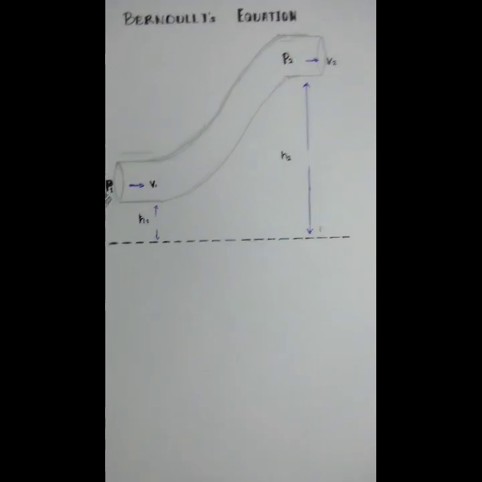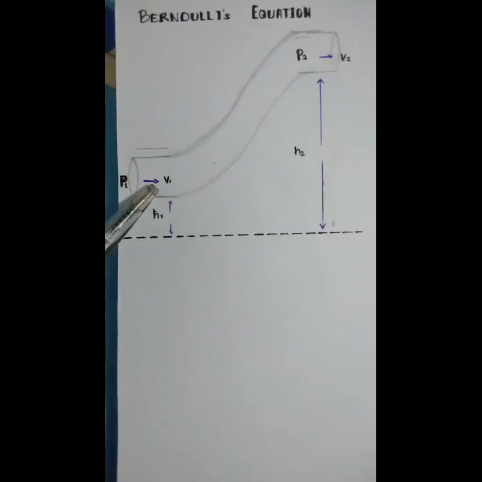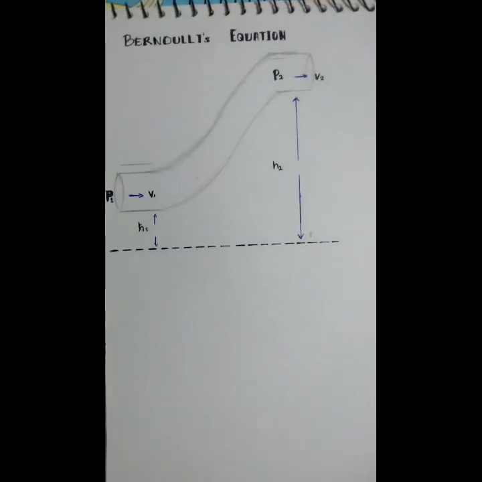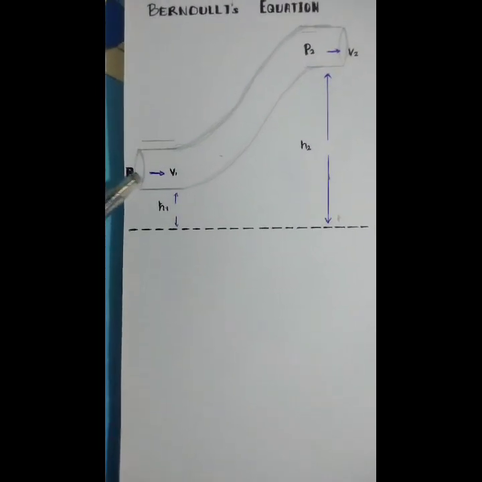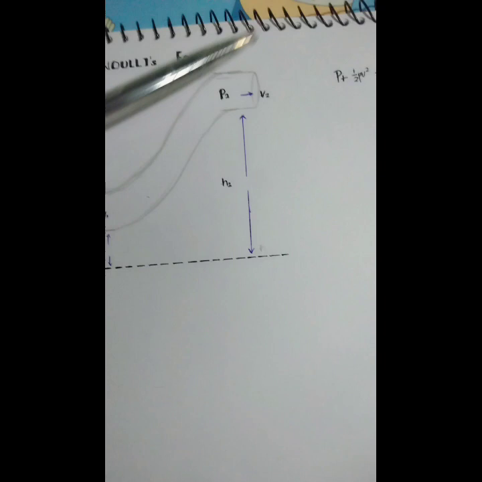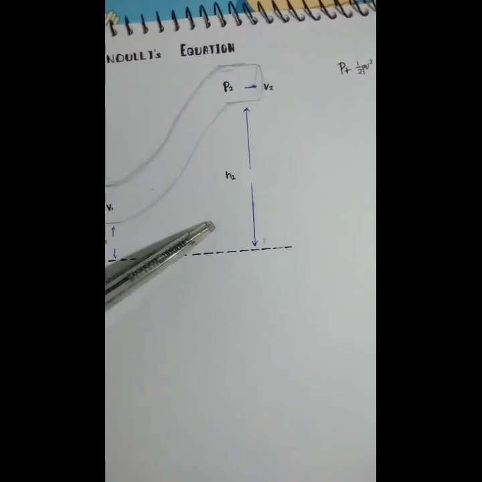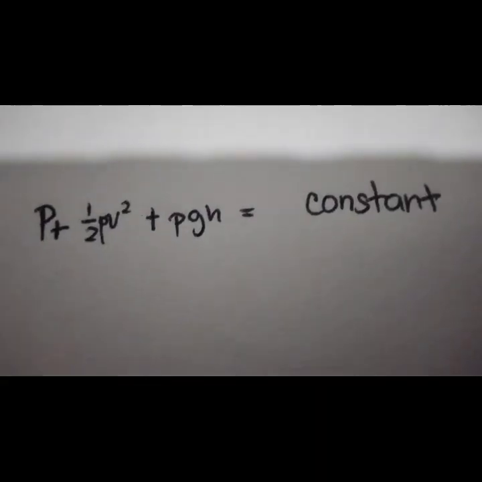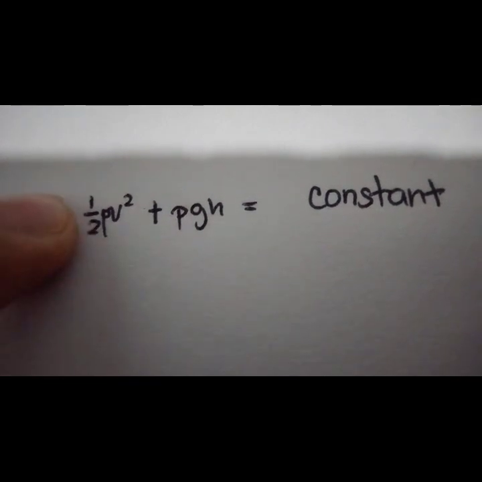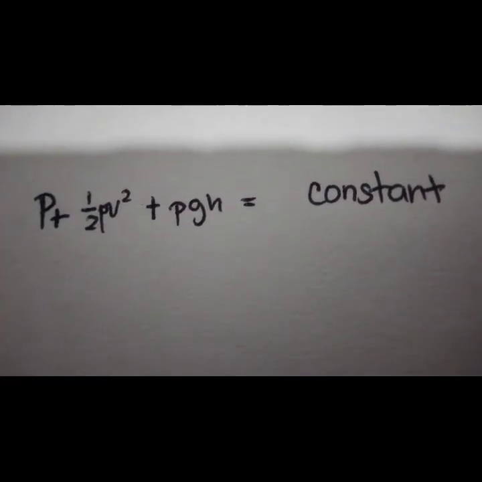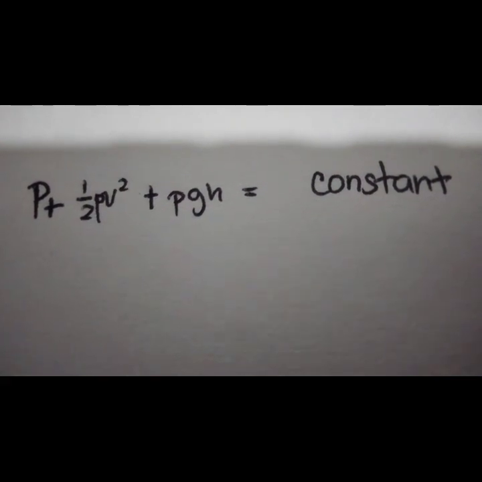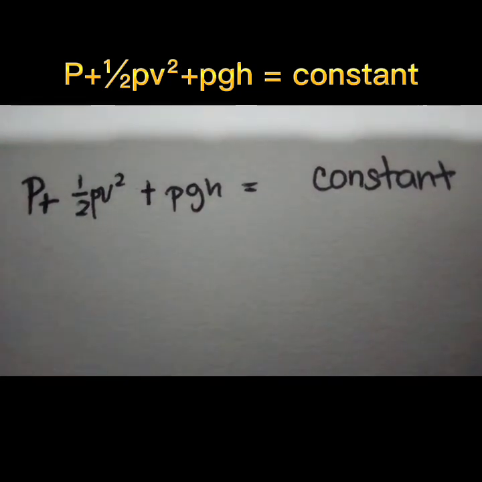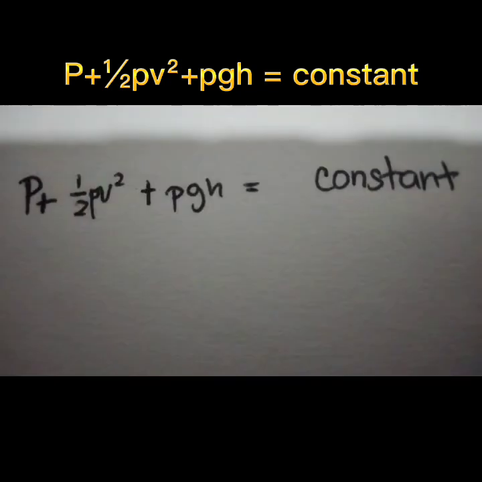This will be our pressure. This will be our velocity, and this will be the height that Bernoulli gets. So we have pressure 1, velocity 1, and height 1, and pressure 2, velocity 2, and height 2. So P here is the static pressure plus 1/2 the dynamic pressure, density times velocity squared, plus the pressure from gravitational acceleration and height, which is equal to a constant.